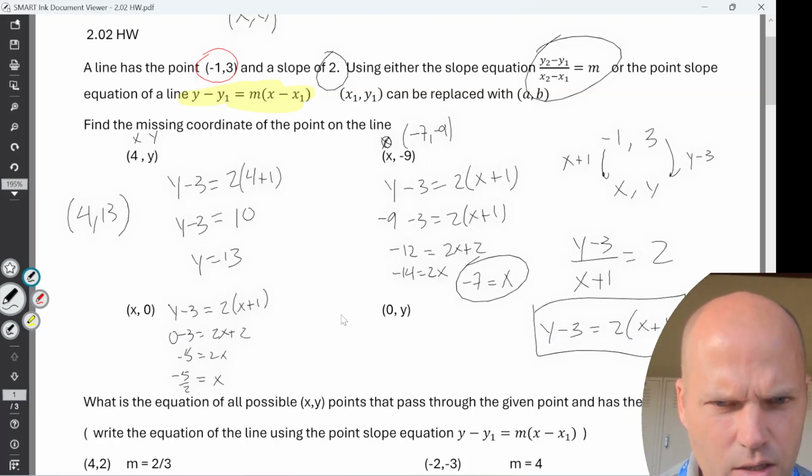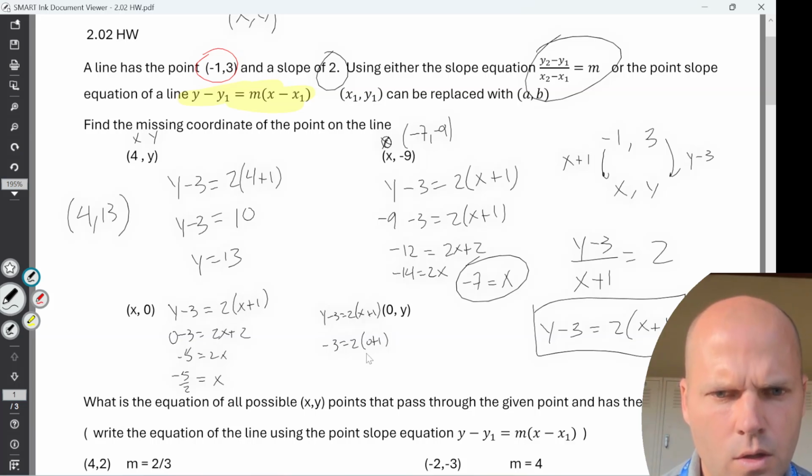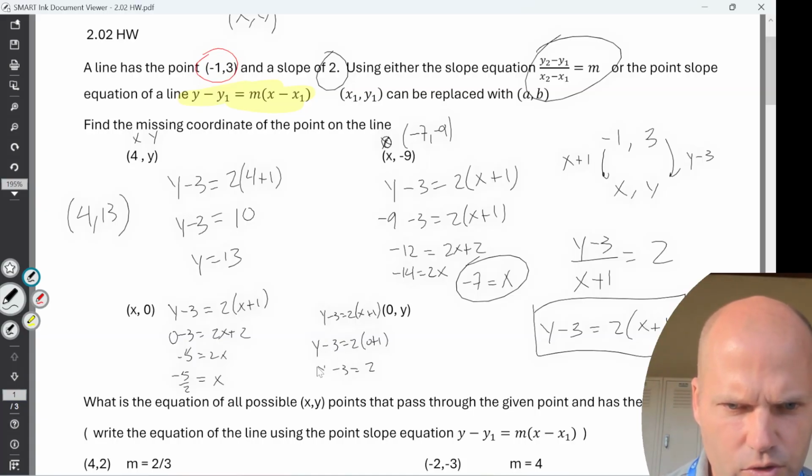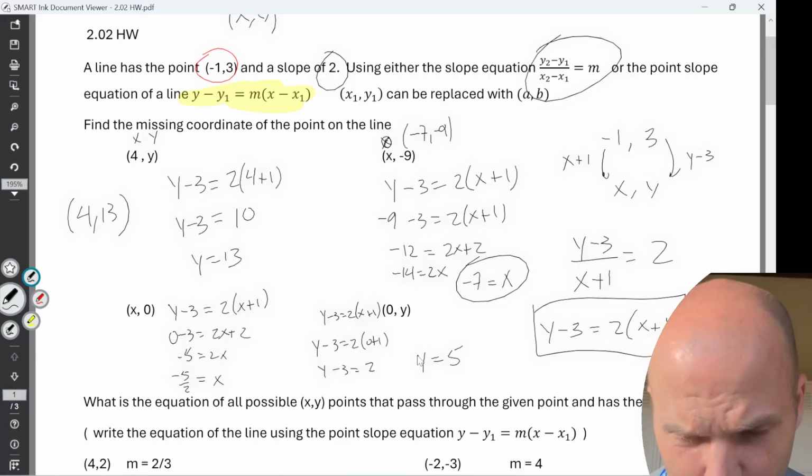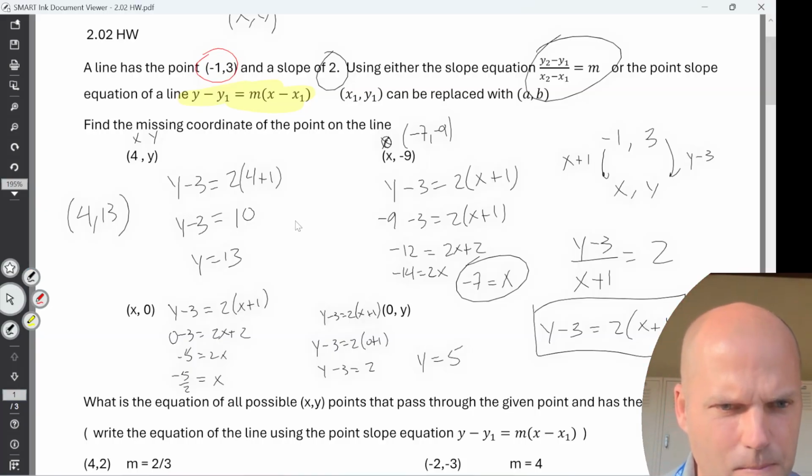And same thing with x equals 0. I will replace x with 0, and I will find y. So I have 2 times 0 plus 1. That's 2. Y minus 3 equals 2. Y equals 5. Don't forget that the y is still there, like I just did.